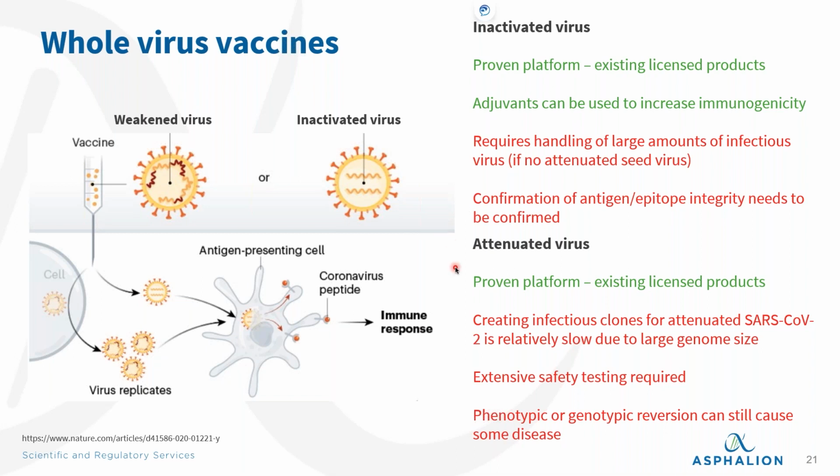Similarly, for attenuated or weakened viruses, one particular issue with SARS-CoV-2 is that due to its relatively large genome size, creating infectious clones for an attenuated version of the virus is a relatively slow process. So with an attenuated virus, the idea is that the virus is passaged through cells and mutants are selected that have lower pathogenicity and lower infectivity. And this is a process that can take time if the genome size is rather large. Extensive safety testing is required, and phenotypic or genotypic reversion can still cause some disease.